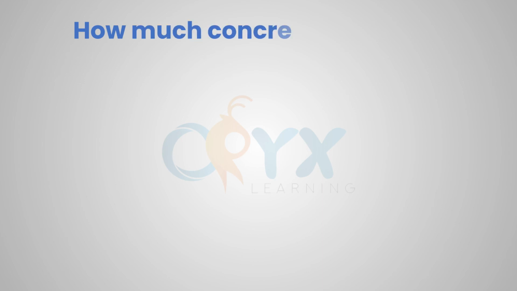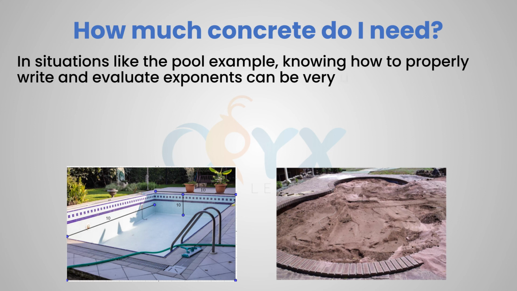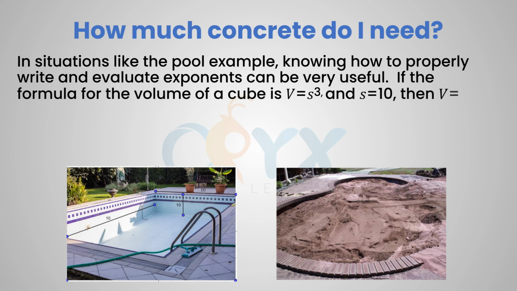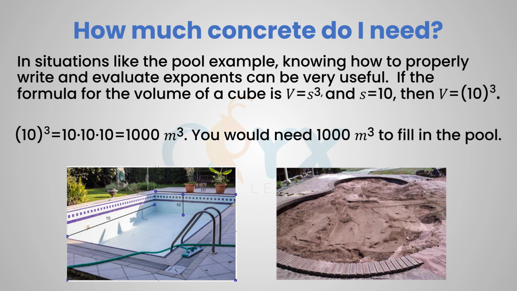All right, so back to our original concrete problem. How much concrete do I need to fill in the pool? Well, if the volume is S cubed and the side length is 10, then the volume would equal 10 to the third, which is 10 times 10 times 10, which is 1,000 cubic meters, 1,000 meters cubed. So you would need to buy 1,000 cubic meters of concrete to fill in your pool, and that way you will have no extra and you will have enough.